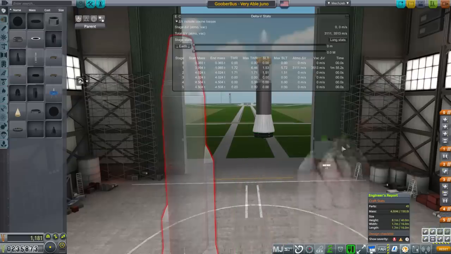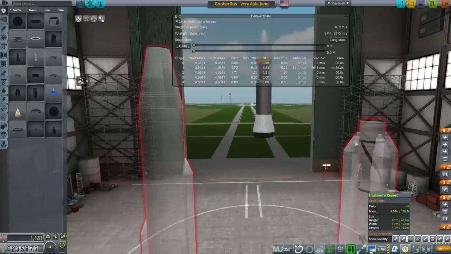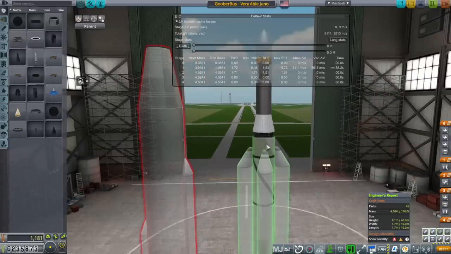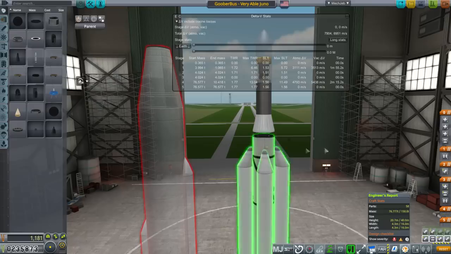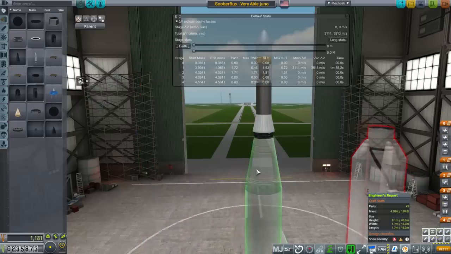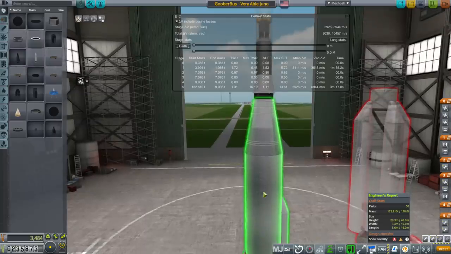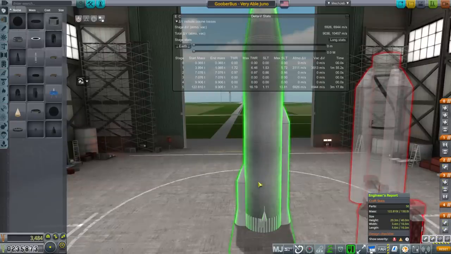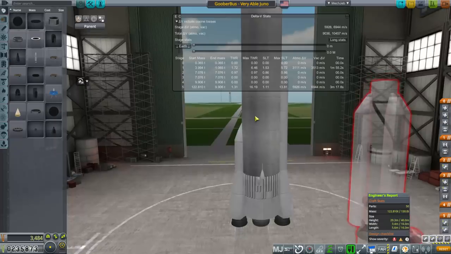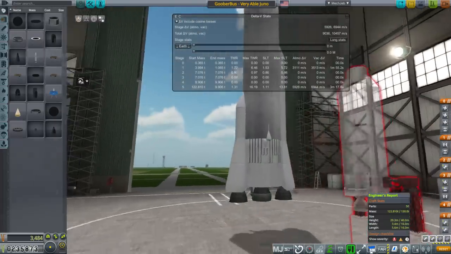Option number two is just to put an Atlas rocket here. So let's compare the cost here. 2,526. And then we just put a regular old Atlas. And this comes out to be 3,484, which is pretty darn expensive because we've got an additional engine here and I haven't put the launch clamps.